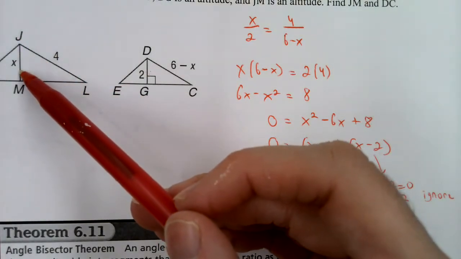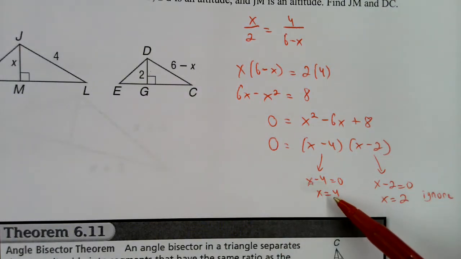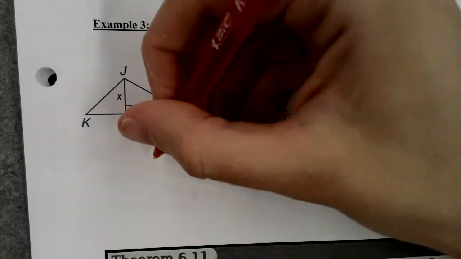Because JM should not be 2. JM should be bigger than 2. So we're going to do this one. X equals 4 is the answer we're going to go with, okay? So we're going to go with x equals 4.